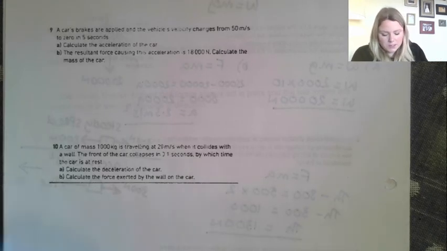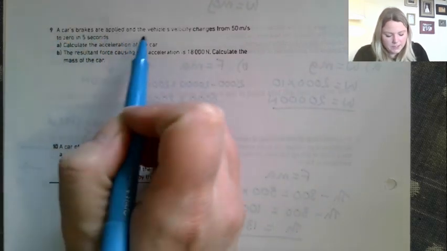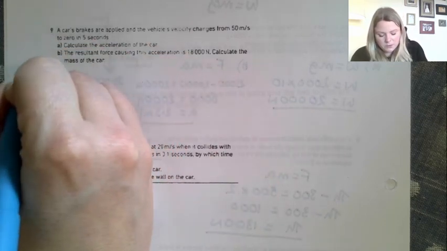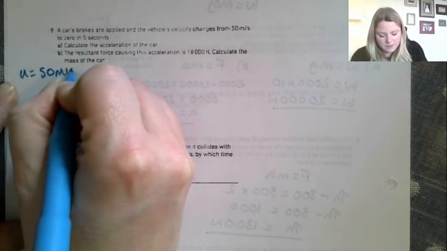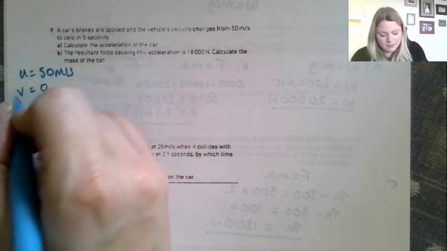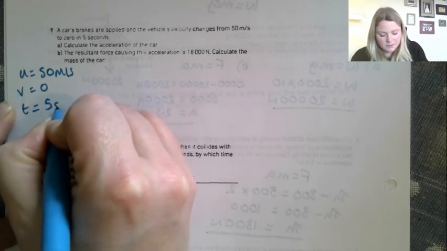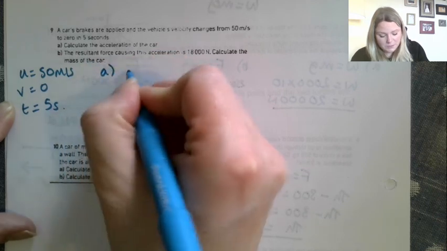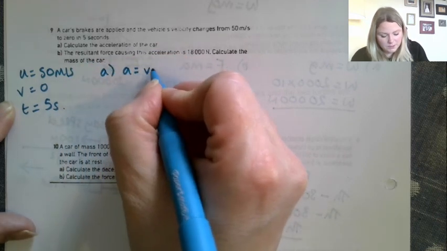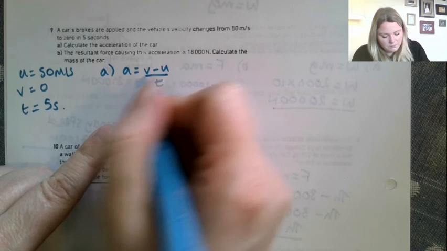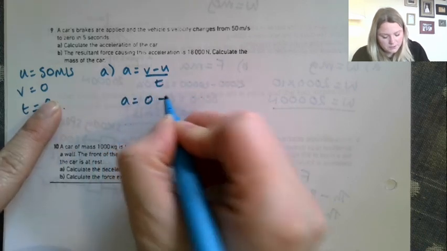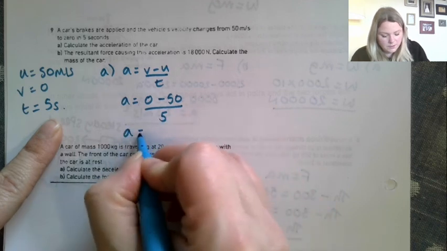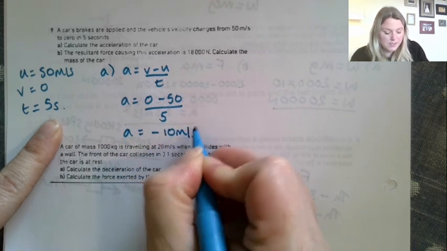Over the page to question 9. A car's brakes are applied and the vehicle's velocity changes from 50 to 0. So u is 50, v is 0, and it takes 5 seconds. Calculate the acceleration of the car. So this is just like that other one actually. So a equals v minus u over t. V is 0, u is 50, divided by the time, which was 5. So that gets minus 10 meters per second squared.